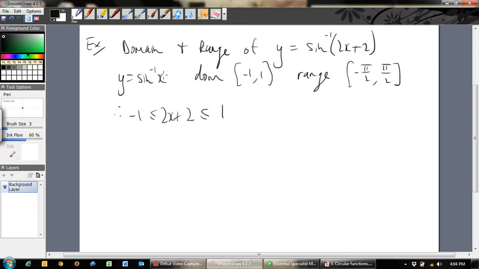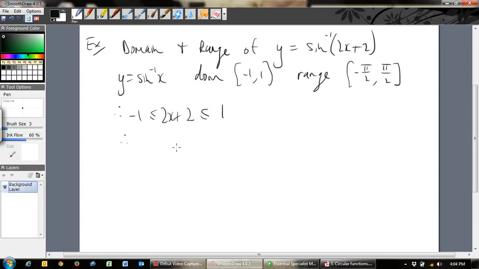For this value to be restricted to this domain, it means the values of x must be between -1 and 1. That means for this function here, again, 2x plus 2 must be restricted. 2x plus 2 cannot be less than -1, cannot be bigger than 1. So this inequality must be true here. So we'll just solve this.